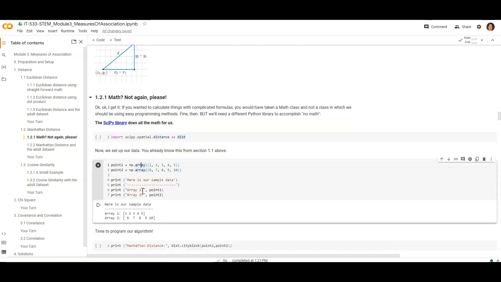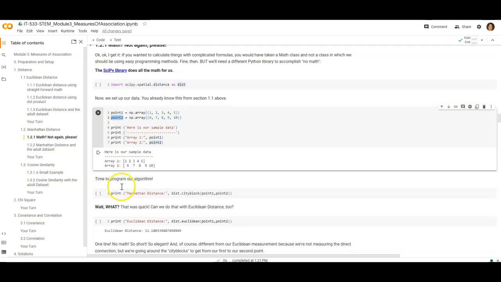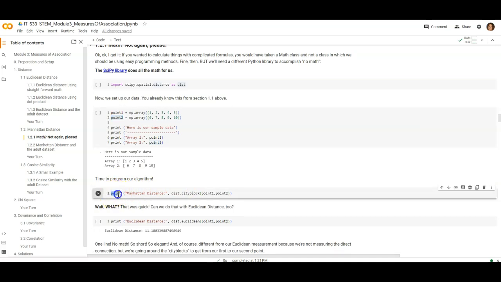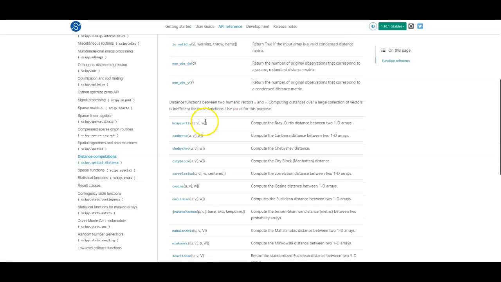Our setup is the same as before. We need to convert our arrays into our point 1 and our point 2 variables as our sample data. But then we're going to do this very quickly in one fell swoop. We're going to print our Manhattan distance as dist here. And if we look at our dist function, we see that we have a whole lot of different distance calculations at our disposal.